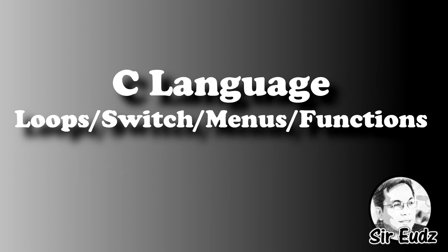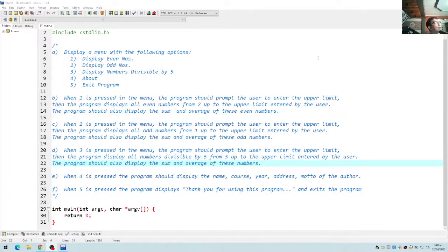Okay, so today we'll be solving the problem in your preliminary exams. So we have here the requirements. First, it says that we display a menu with the following options. Display even numbers, display odd numbers. Then number 3, display numbers divisible by 5. And then number 4, about. And then 5, exit program. So these are the menu options.